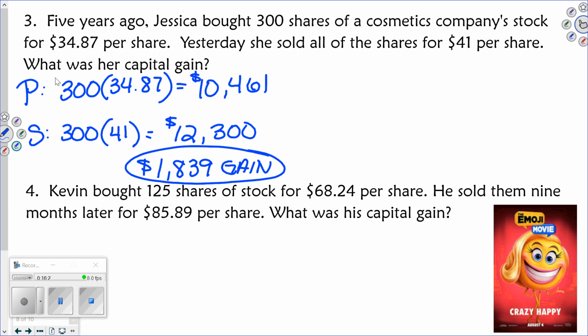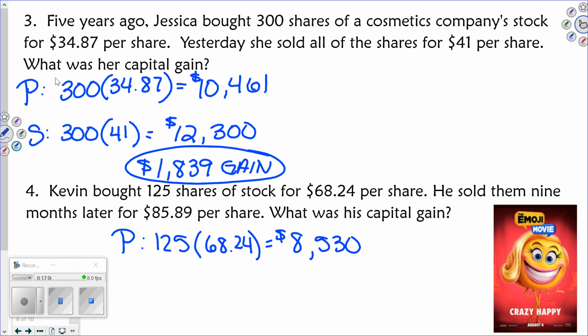Number 4, Kevin, you showed up again. Why are you in so many of my notes? Kevin bought 125 shares of stock for $68.24 per share. He sold them 9 months later for $85.89 per share. Good job, Kevin. How much did Kevin make? What's his capital gain? Same idea as the last one, right? Kevin purchased 125 shares for $68.24. So how much money did Kevin have to buy stuff? Kevin, you got a lot of money, hon. You spent $8,530 on your stocks. Kevin, can I borrow money?